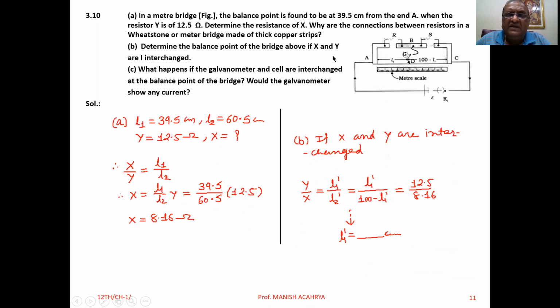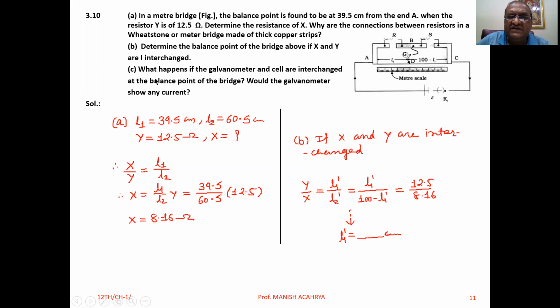Now here it is asked, why are the connections between resistors in a Wheatstone bridge or meter bridge made of thick copper strips? These are the thick copper strips. Because if the copper strips are thick, then their resistances will be negligible. So it will not affect the balancing point.